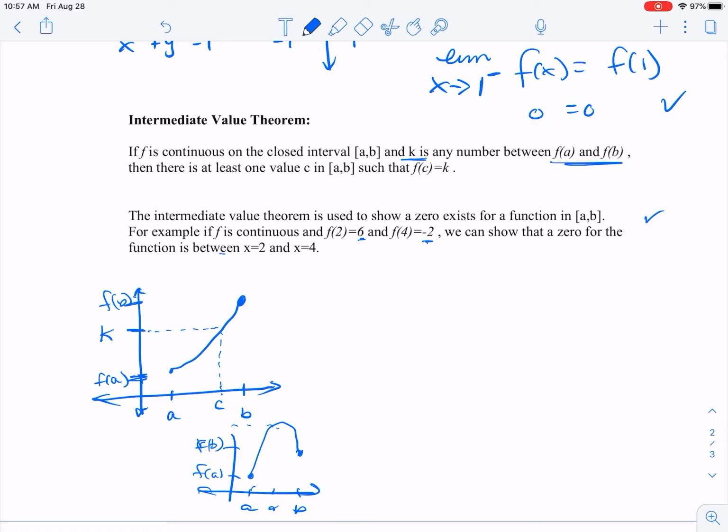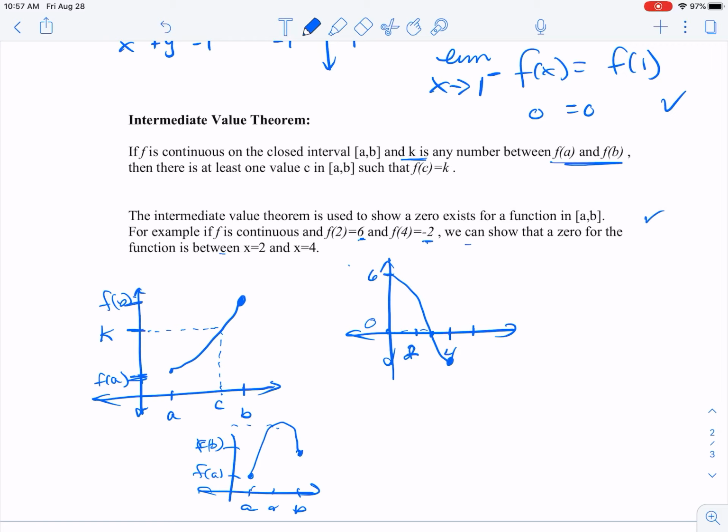Therefore, you have that. Okay, so the example they gave you, they told me this is 2, f of 2 is up here at 6. Here's 4. Well, that doesn't make sense. Here's 4. It's down here at -2. So here comes my graph. All right. Show that a 0 is between 2 and 4. Well, here's 0. Its x value has to be between 2 and 4 because 0 is between -2 and 6.